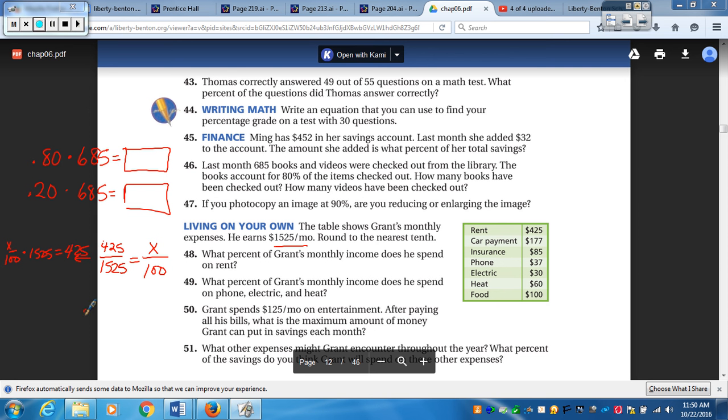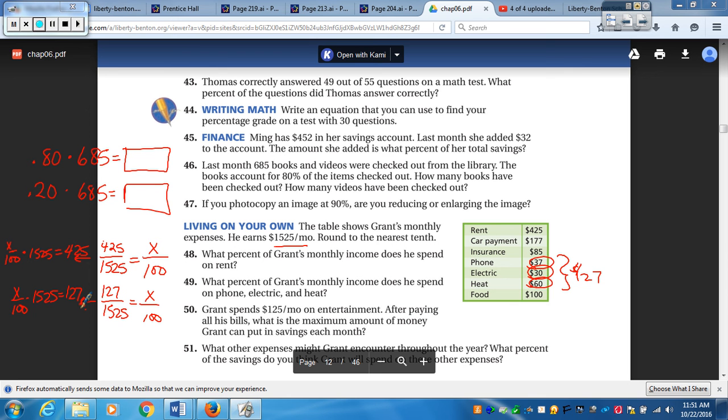What percent of Grant's monthly income does he spend on phone, electric, and heat? Well, if I add up phone, electric, and heat, $127. Okay. So what I'm going to do here for number 49 is take 127 out of 1,525 and set that equal to x over 100. Or, like I said before, you can say what percent of the monthly income is $127. Okay? Either way, you'll get the same answer.